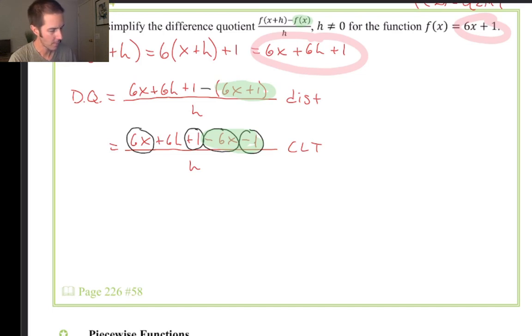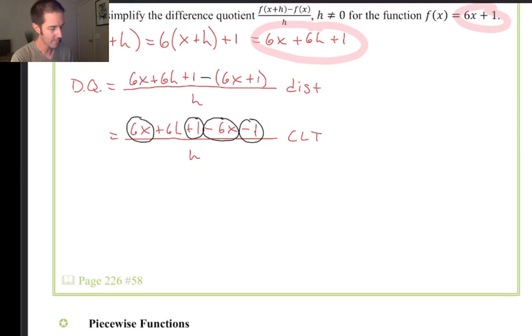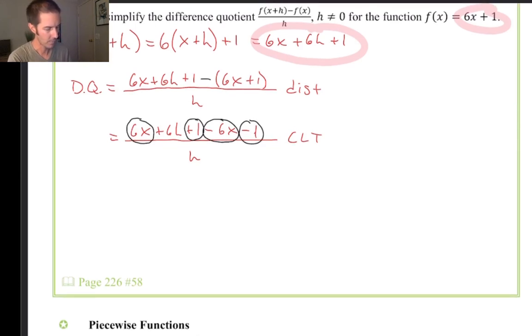Maybe just a little typo, maybe you switched a sign or something. Who knows? But just be mindful that every time, all of those terms from f of x are going to cancel out. Okay, what are we left with? I see a 6h in the numerator. Oh my gosh, that's it. That's all that's left. It's over h. Those h's are going to cancel out, and we're left with 6.